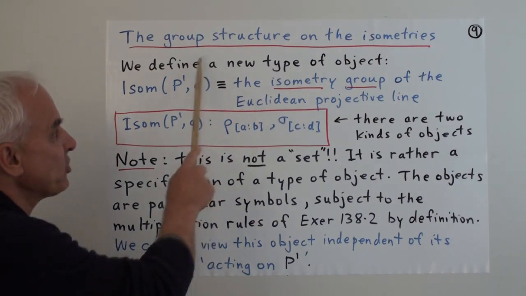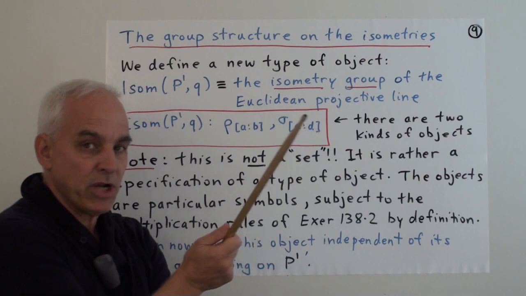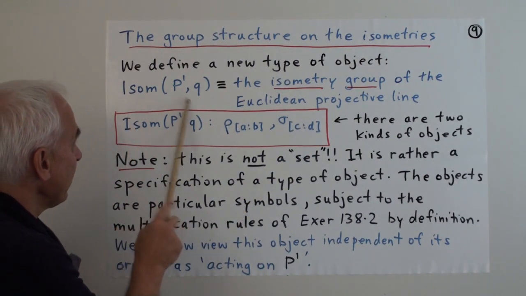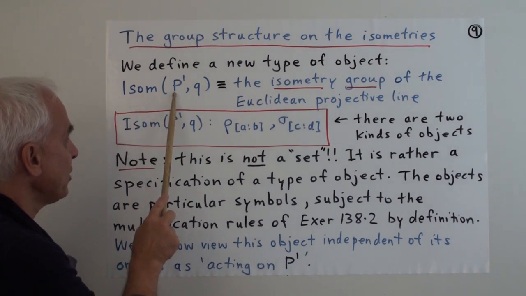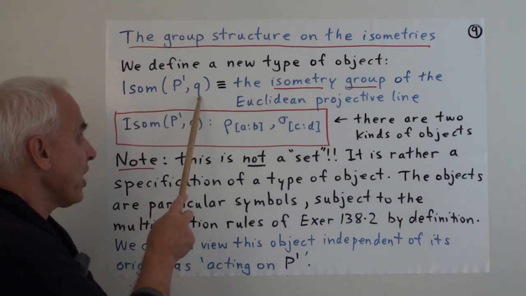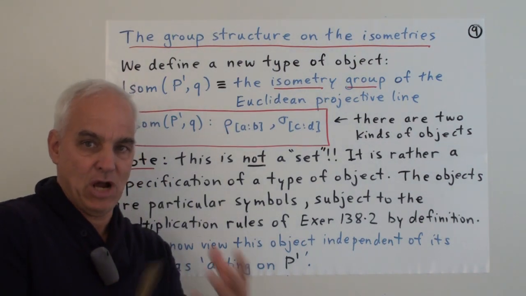Alright, so we're going to talk about the group structure on the isometries. What we're going to do is define a new type of object, which we'll write perhaps like this: Isom of P1Q, the isometries of the projective line, together with this projective quadrance, which is an essential aspect of the geometry that we're building.